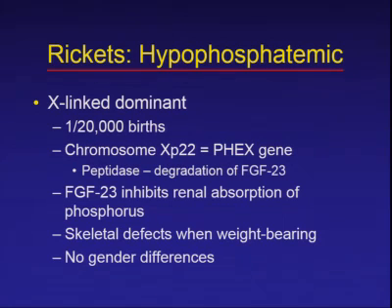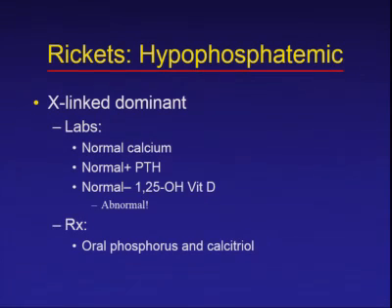Usually these patients develop rickets more around weight-bearing age, and because this is X-linked dominant, there is no gender difference in their phenotype. These patients, from the calcium side of their regulatory axis, are really pretty normal. The calcium is normal, PTH is pretty normal, calcitriol typically is normal, and again, the primary treatment is to give phosphorus.